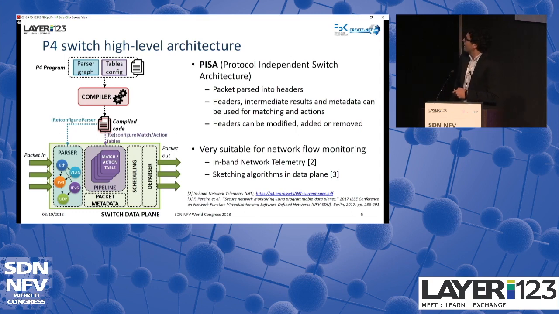This specific architecture is very suitable for network flow monitoring. At least two different techniques can be implemented using this kind of architecture. One is in-band network telemetry, which consists of adding an INT header to the packets and adding metadata in these packets, for example in terms of hop latency, and then this information can be collected and monitoring can be performed. The second one, probably a bit less known, is sketching algorithms in the data plane.